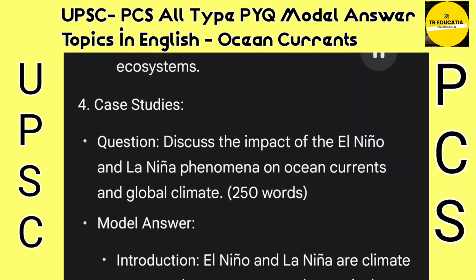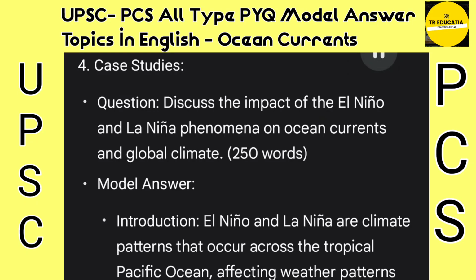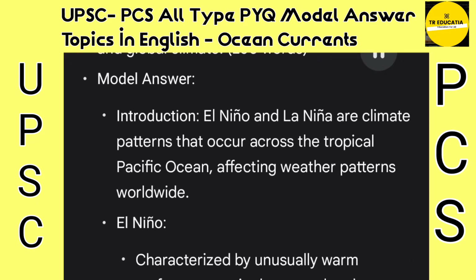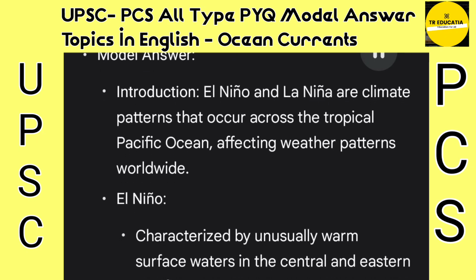4. Case studies. Question: Discuss the impact of the El Niño and La Niña phenomena on ocean currents and global climate. 250 words. Model answer. Introduction. El Niño and La Niña are climate patterns that occur across the tropical Pacific Ocean, affecting weather patterns worldwide.